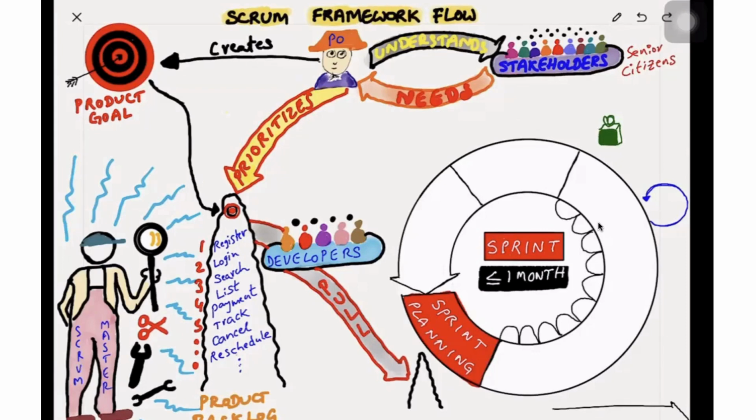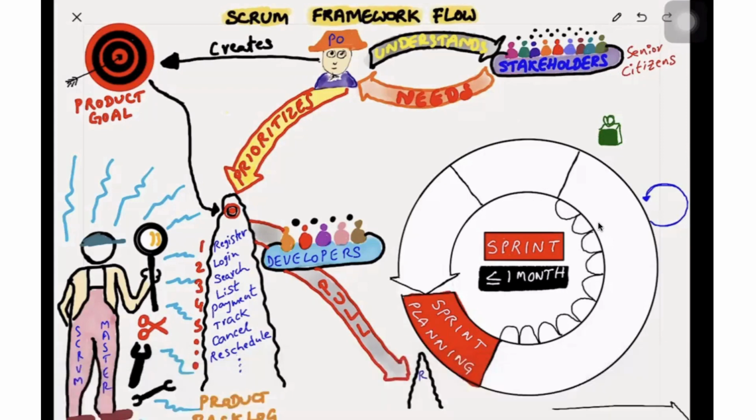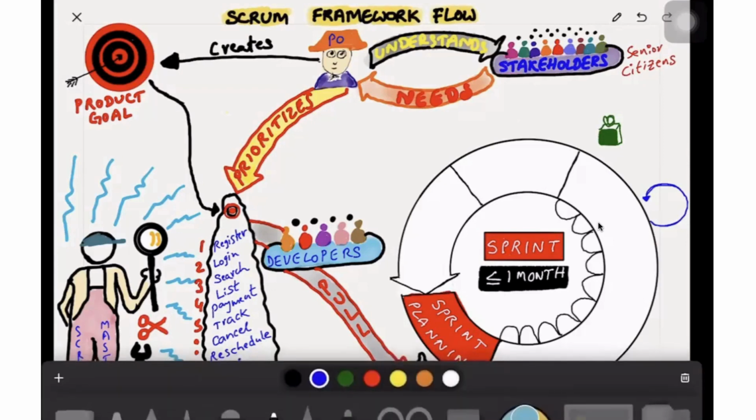For example, here the product backlog includes: senior citizens can register to the application. They can log in whenever they want to buy medicines. They can search for the medicines based on some criteria like the drug name or disease name, or based on a prescription. And they can view the list of the items and make payment for the medicines they want to purchase. They can track the order, cancel the order, reschedule the order. So let's say the developers decided the top 3 items we can build in the first sprint. The top 3 items, which are nothing but registration, login, and search, will be pulled into the sprint backlog.